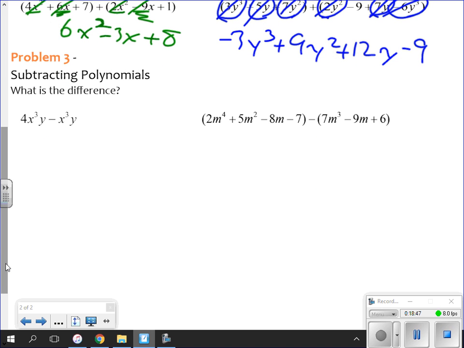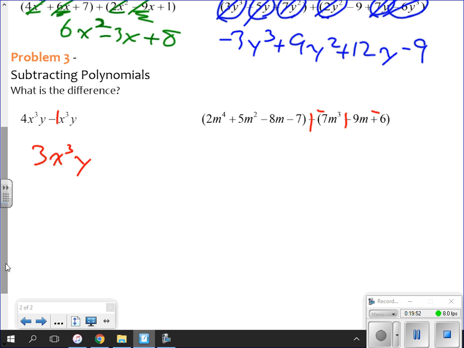Subtraction. Same thing. When you have two terms, it's easy. 4xy cubed minus, how many x cubed y's do I have here? I have one of them. What's 4 minus 1? 3. So I have 3x cubed y. Now, the next one is a little more difficult. What am I subtracting? I'm subtracting everything in the parentheses. If I have a minus in front of parentheses, I don't like to do that. Here's what you do. Take this subtraction, make it addition, and change the sign of everything in the parentheses afterwards. Okay?